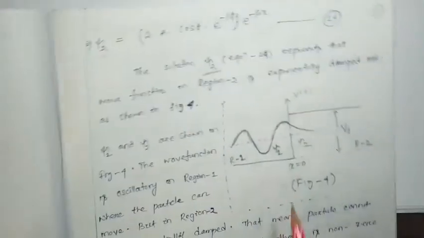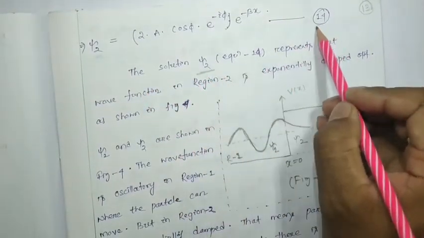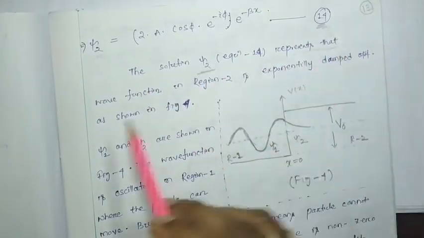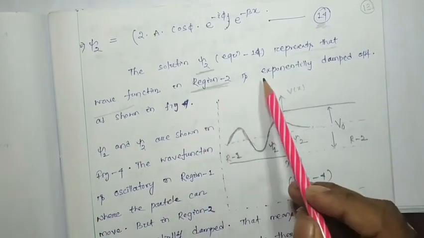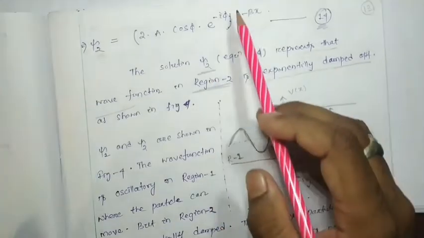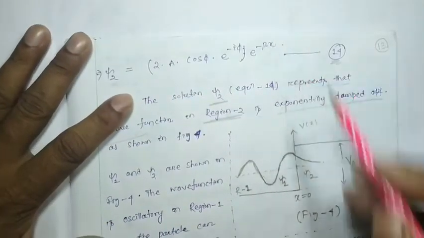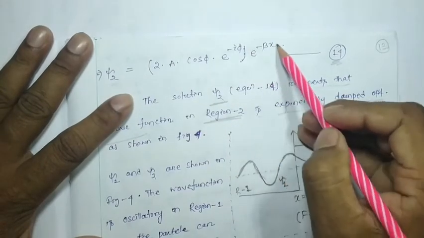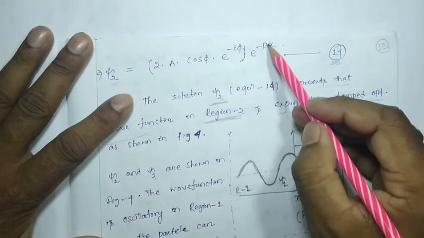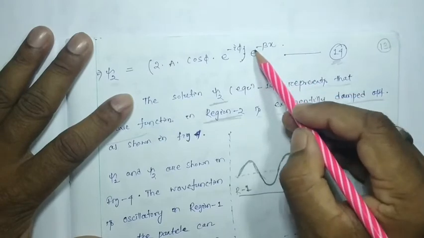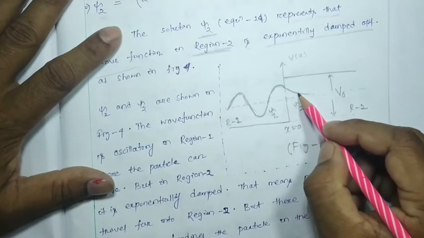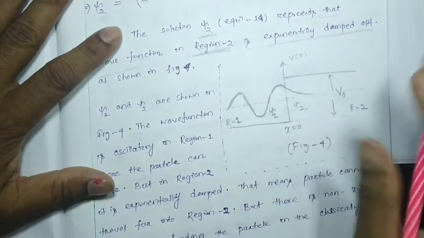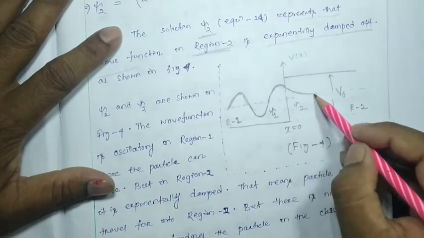12, this is 13, and so this is 14. So the solution, the so-called equation number 14, represents that wave function in region 2. The resultant wave function in region 2 is exponentially damped. If we increase x, the exponential term e to the minus beta x decreases and tends to 0. That means in region 2 the wave function is decreasing, not oscillatory.